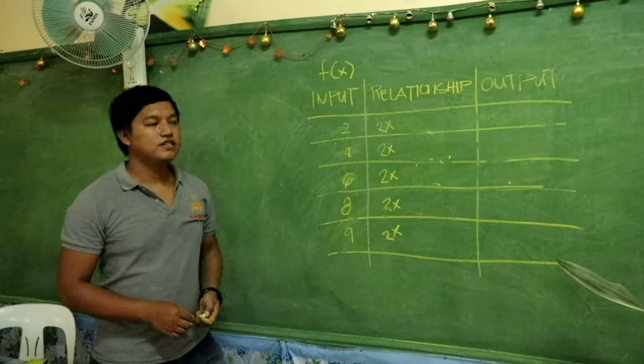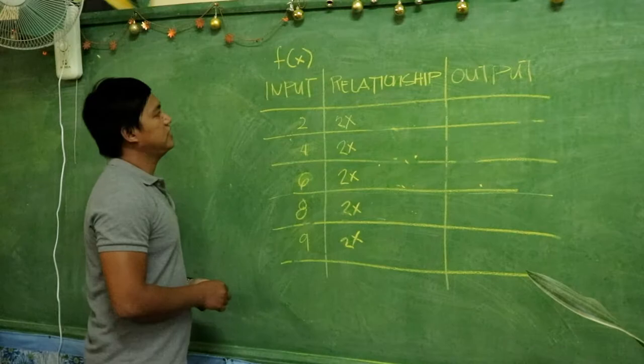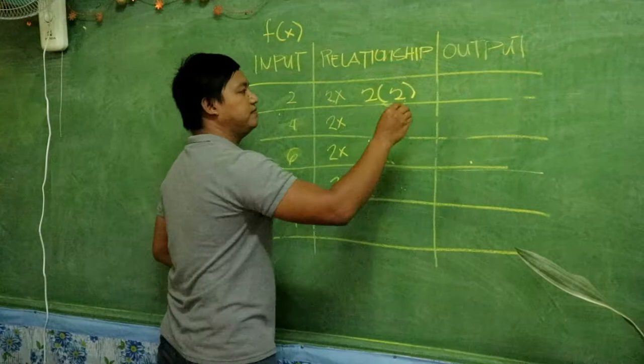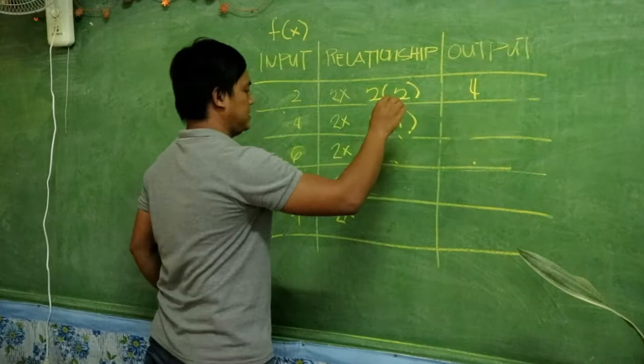In a function, we have three main parts: the input, relationship, and output. So f of x, let's say this is the input. If you have 2, 2 times 2, we have 4. Another example: if you have an input of 4, then 2 times 4 is 8.